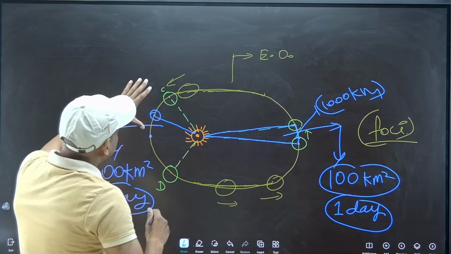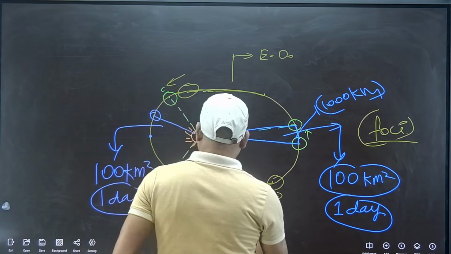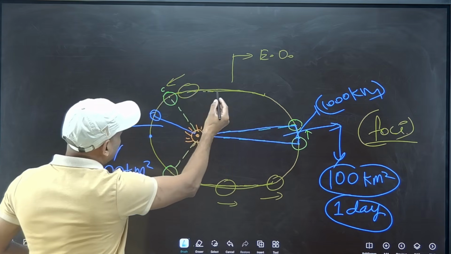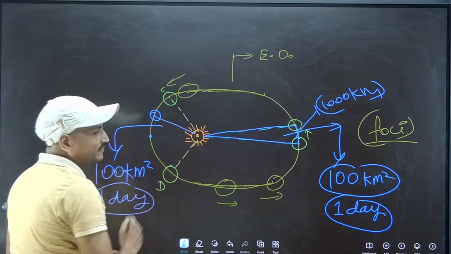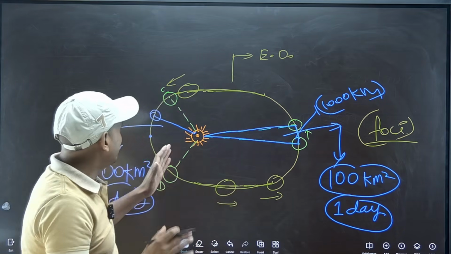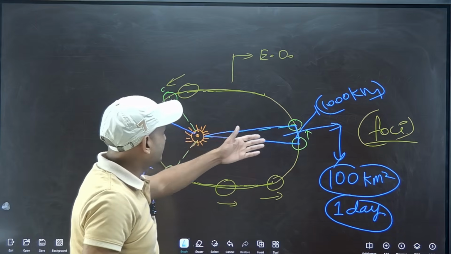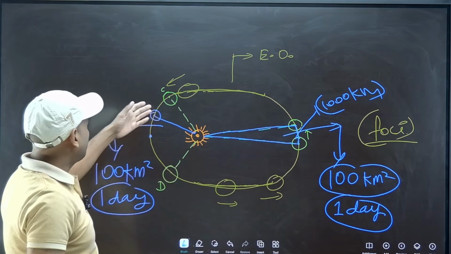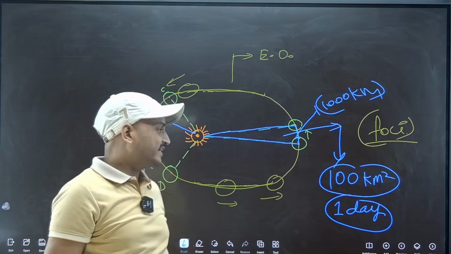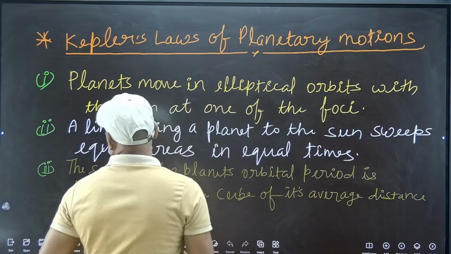So this was the essence of the second law of motion suggested by Kepler: the closer the planet gets to the Sun, the more its speed of revolution increases. And that's why it can cover the same area while being closest to the Sun as it covered while traveling farthest from the Sun, because of the increase in speed. Okay, now let's see the third one.